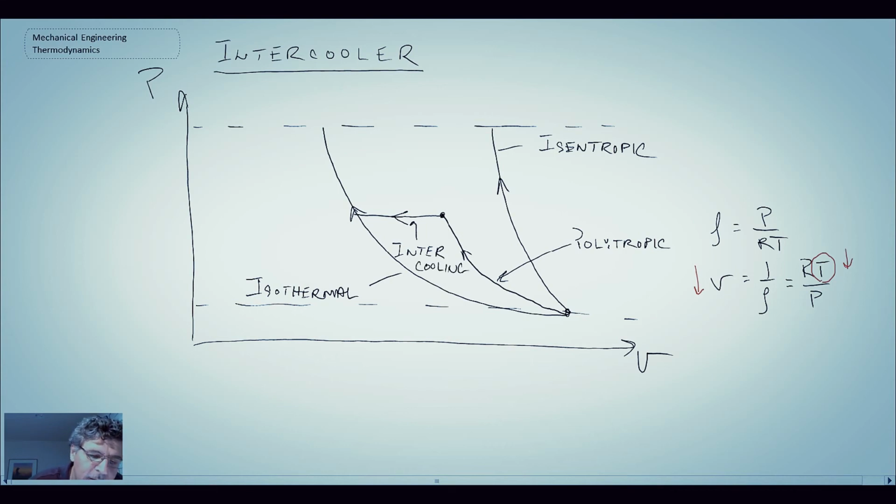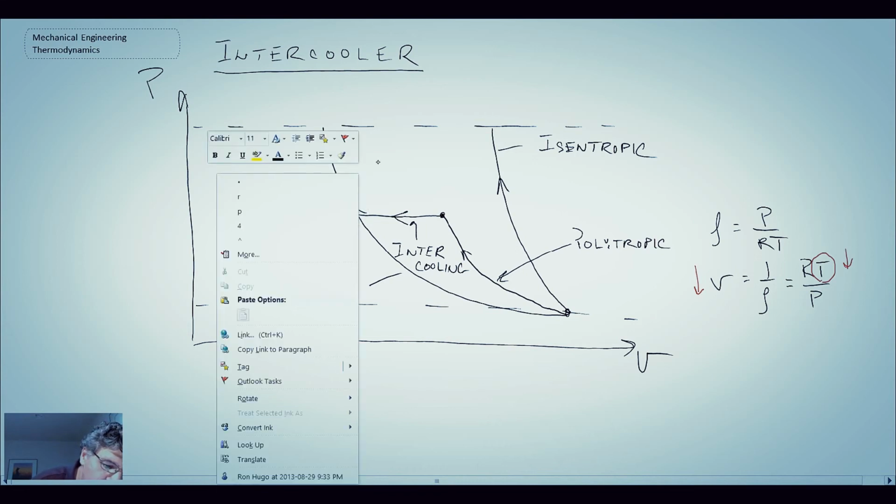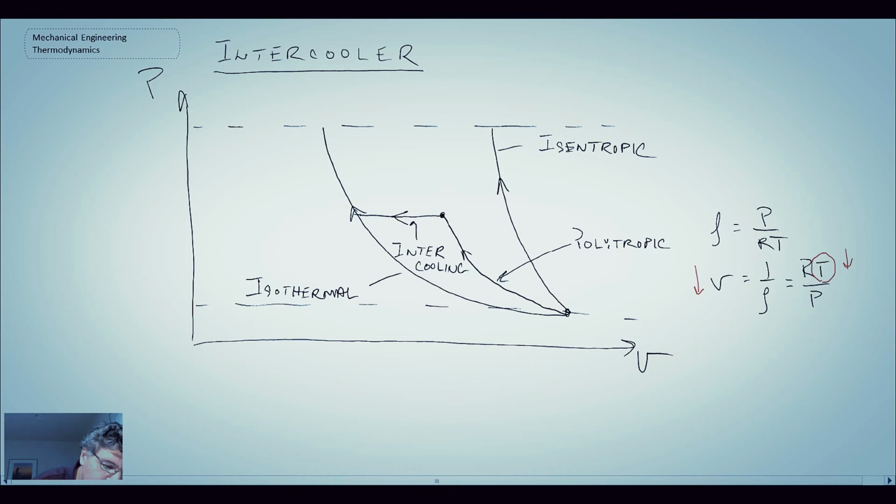And then we go into a second stage compression process. And it'll look something like that. Again, it's supposed to follow the line that we had for the polytropic process. But our gain by doing this is that we have a savings in work performed, and the amount of work saved is this area here.